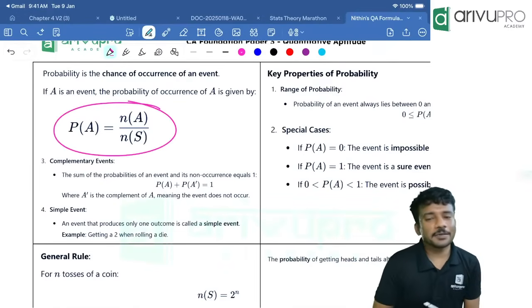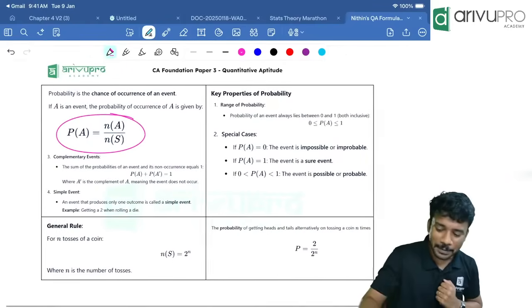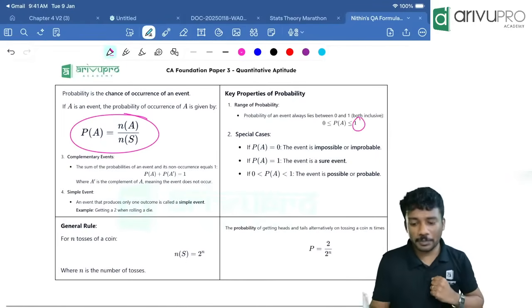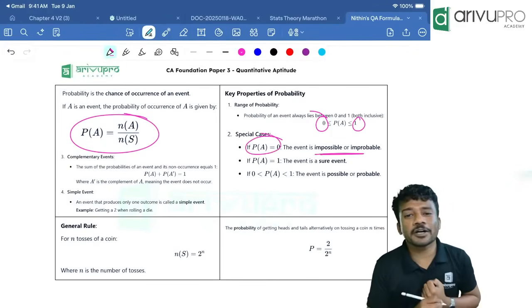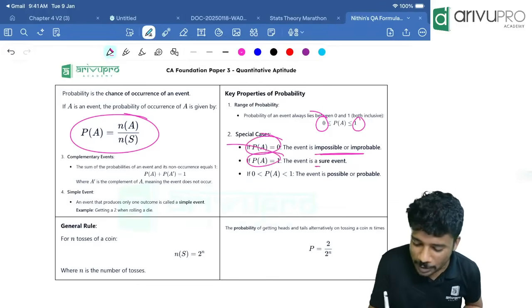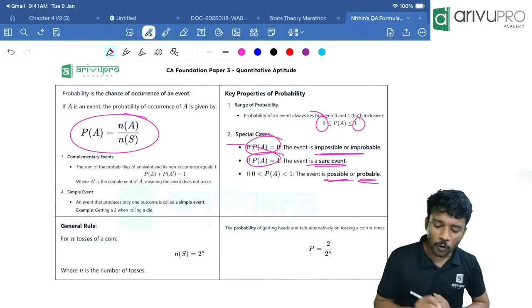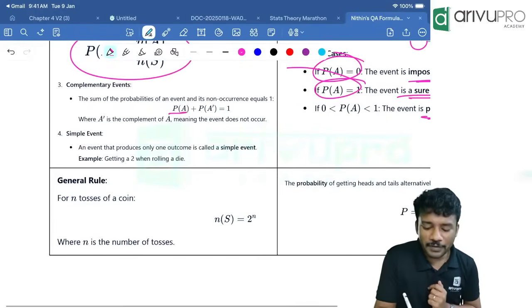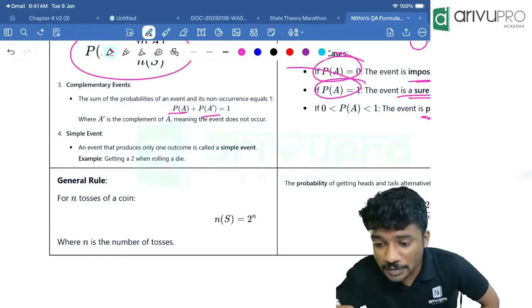Then, coming to probability, people. P of A is nothing but the number of favorable outcomes divided by the total number of outcomes. The maximum value of probability will be 1. The minimum value will be what? 0. If it is 0, it is called an impossible or improbable event. If it is equal to 1, it is a sure event. If it is between 0 and 1, it is called a possible or probable event. Then, people, P of A plus P of A complement is equal to how much? 1.